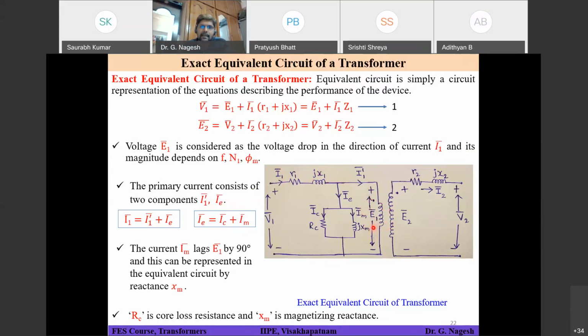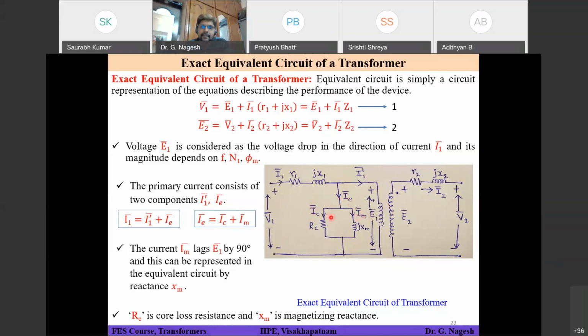IE is related to the core of the transformer. IE is the current which flows even when there is no load on the secondary side. When the core is connected, obviously some amount of current flows. That's why this parallel branch is adjacent to the core, because this is your transformer winding which consists of a core. Just adjacent to the core you have this circuit. IE we have already seen is the phasor addition of IC and IM, so IE equals IC plus IM.